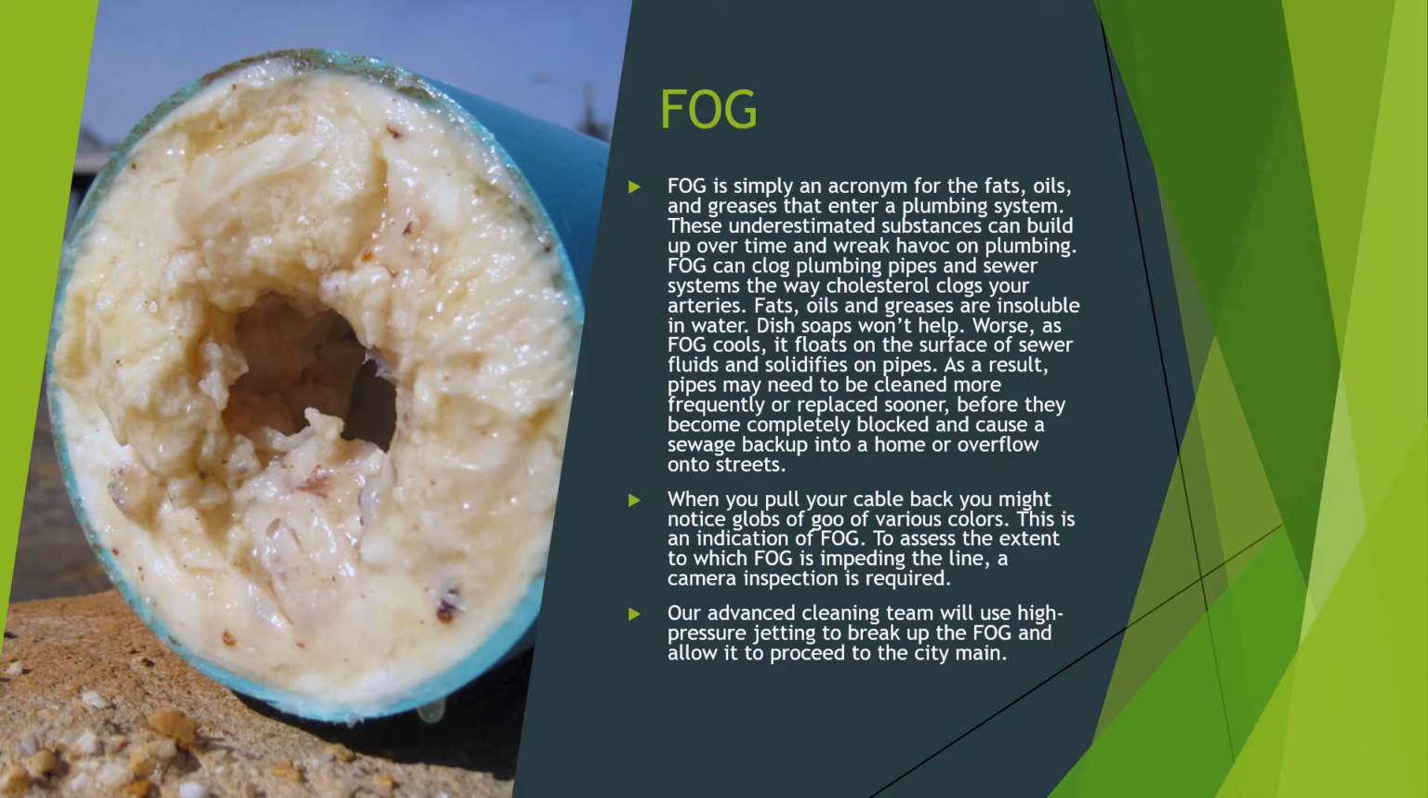As a result, pipes may need to be cleaned more frequently or replaced sooner before they become completely blocked and cause a sewage backup into a home or overflow onto streets. When you pull your cable back, you might notice globs of goo of various colors. This is an indication of FOG. To assess the extent to which FOG is impeding the line, a camera inspection is required. Our advanced cleaning team will use high-pressure jetting to break up the FOG and allow it to proceed to the city main.